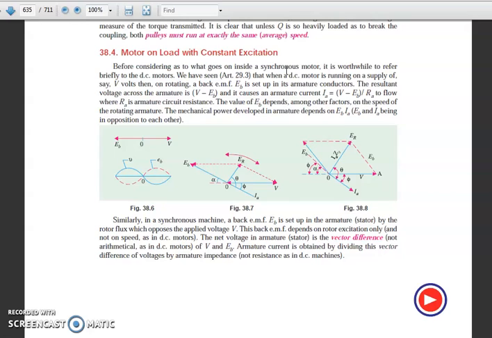As we've seen in the DC motor, when the DC motor is running on a supply of V volts, a rotating back EMF Eb is set up. Because of this back EMF produced by the armature conductors, the resultant voltage across the armature is nothing but V minus Eb.